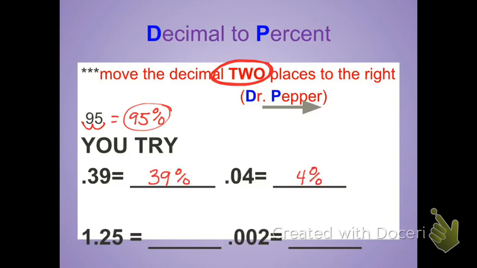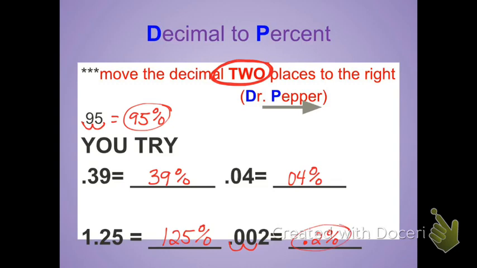All right, so hopefully you got 39% and 4%. How many people got those too? If you left this one with a 0, that's fine too. It's the same thing. How about this one? The decimal goes after the 5. So it looks like this, 125%. How about this one? The decimal goes where? In front of the 2, because I said you're going to move it 2 places, always 2 places, and only 2 places. If it's behind the 2, you moved it 3 places. 1, 2. So it is 0.2%. Just remember, always 2 places, only 2 places.